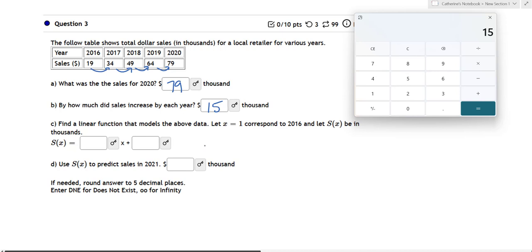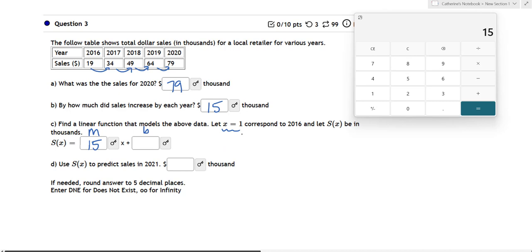So part C, find a linear function that models the above data. Let x equal 1. This is confusing, okay? Let x equal 1, not x equal 0. x equal 1 corresponds to 2016. And let s of x be in thousands. So first off, we need to fill in the spot for our m and our b. And the m was part B. So we found that. And it's super tempting to put the b as 19, but that's x equal 1.